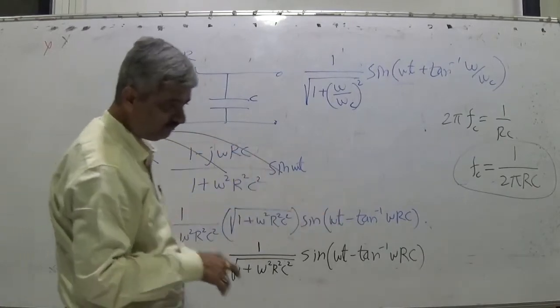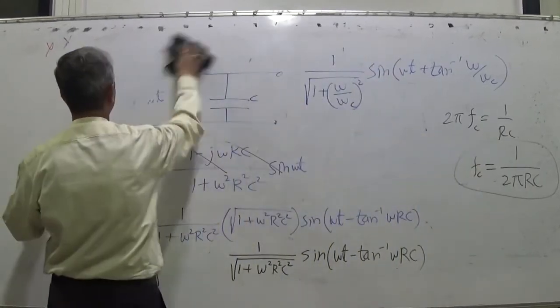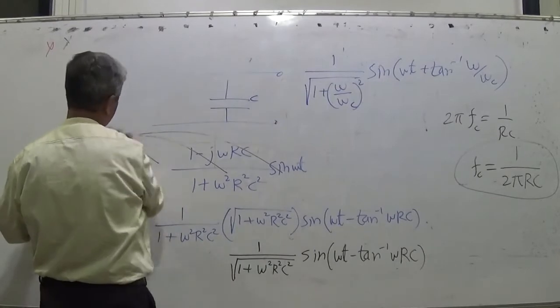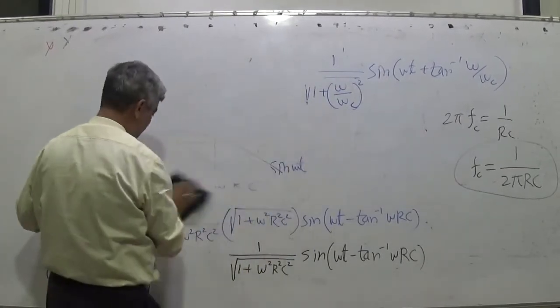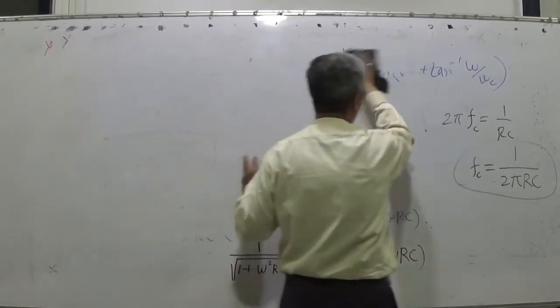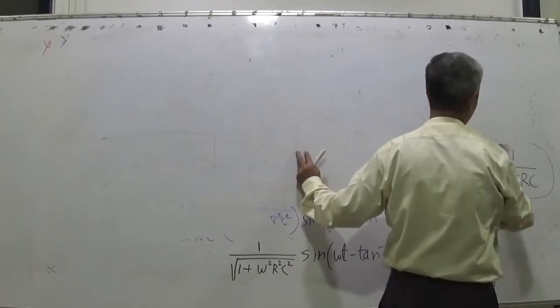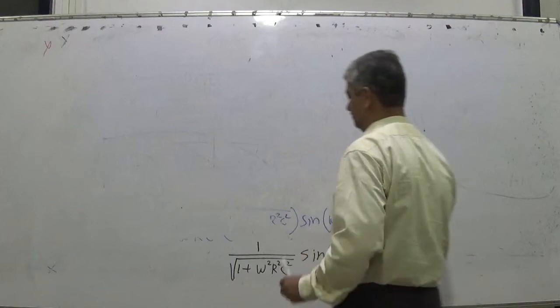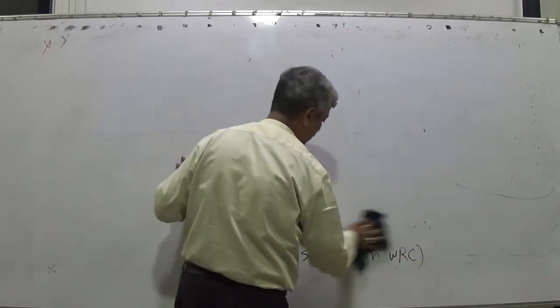So in a low pass filter, gain will reduce as frequency increases. The manner in which gain should decrease as frequency increases is decided by the cutoff frequency. So this is a low pass filter for which we can design the cutoff frequency.